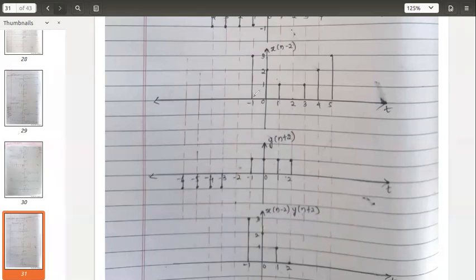Then coming to minus 1. Check at minus 1 you have 3. Here at minus 1 you have 1. If you add 3 plus 1, you will get, let me draw it here.